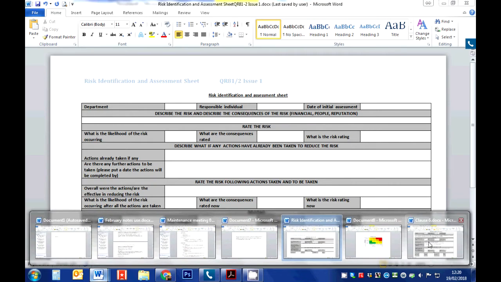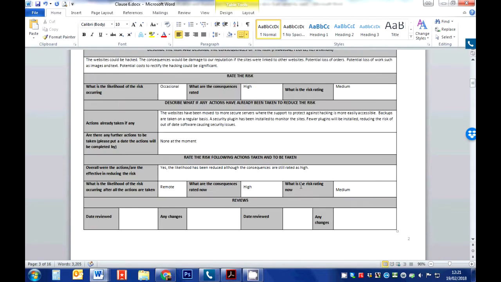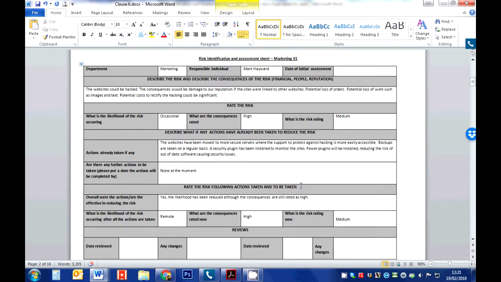So if we have a look at an actual worked example, we've got two here, both relating to our marketing department. A risk that was identified was that the websites could potentially be hacked. So obviously you've got reputational damage there, because they might be linked to other websites. So if a hacker gets into your site and then redirects it to, say, a pornographic site or a competitor site, there's a potential risk to reputation there.